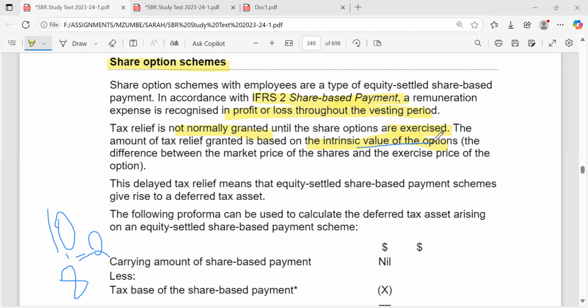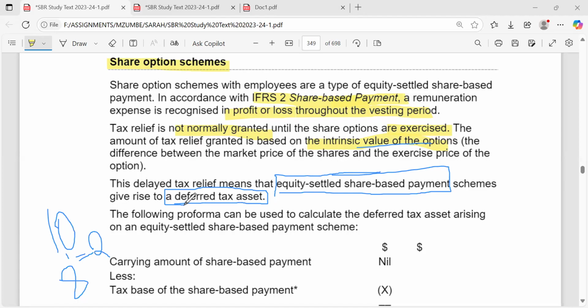This delayed tax relief means that the equity settled share-based payment, I told you for share-based payment, you have equity settled and cash settled, right? But here we are speaking of share options. The share options would rely on equity settled share-based payment schemes. So they would give rise to a deferred tax asset. I told you it's easy to know whether it's a deferred tax asset or liability. It's just very simple, right? We just look at the net assets of the business and the tax authority.